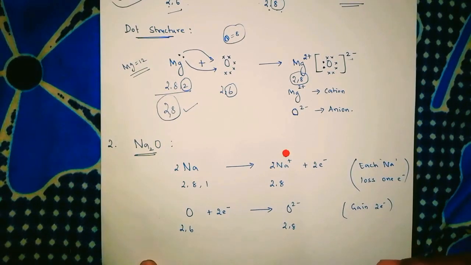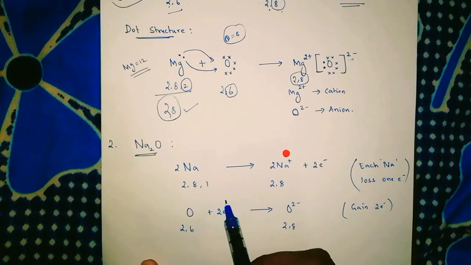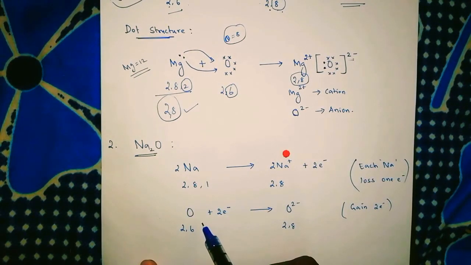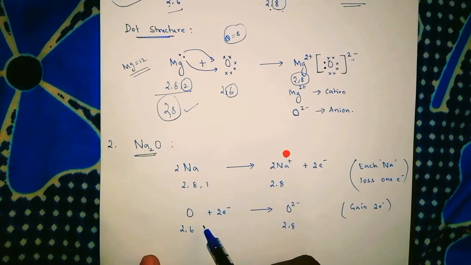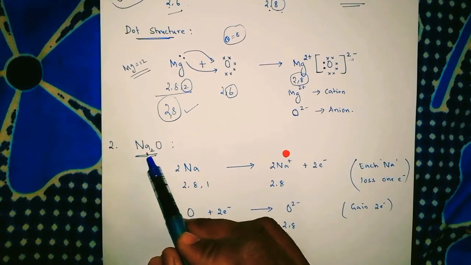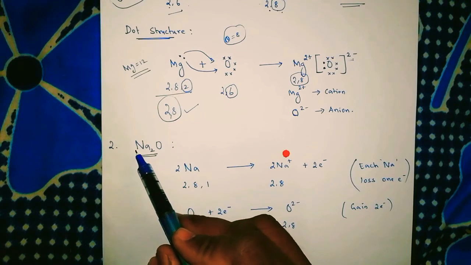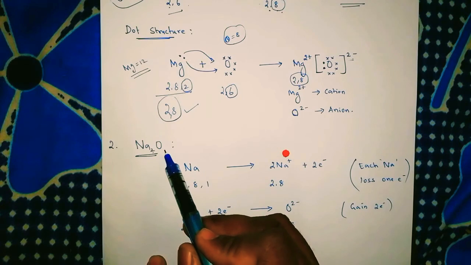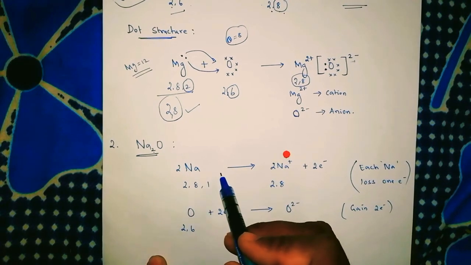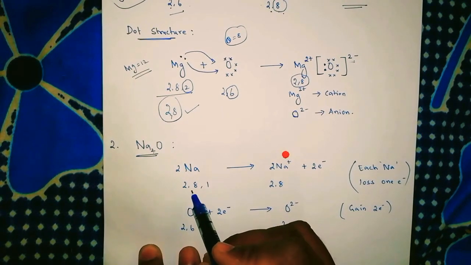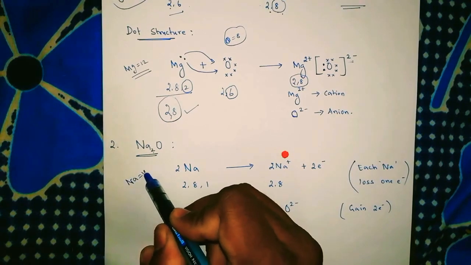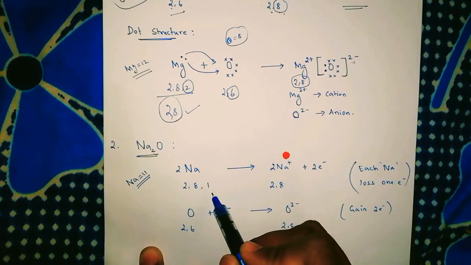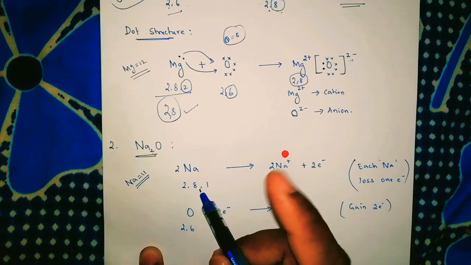Let's try with sodium oxide. Sodium oxide, same procedure. First I am writing the ionic equation, and then we are going to do a dot structure. Sodium, we have 2 sodiums here. You have to look carefully. Na2O, that means sodium has 2 and oxygen only 1. So 2 sodium, 1 sodium has atomic number 11. So electronic configuration is 2, 8, 1. Okay, we are doing it for 1 sodium.